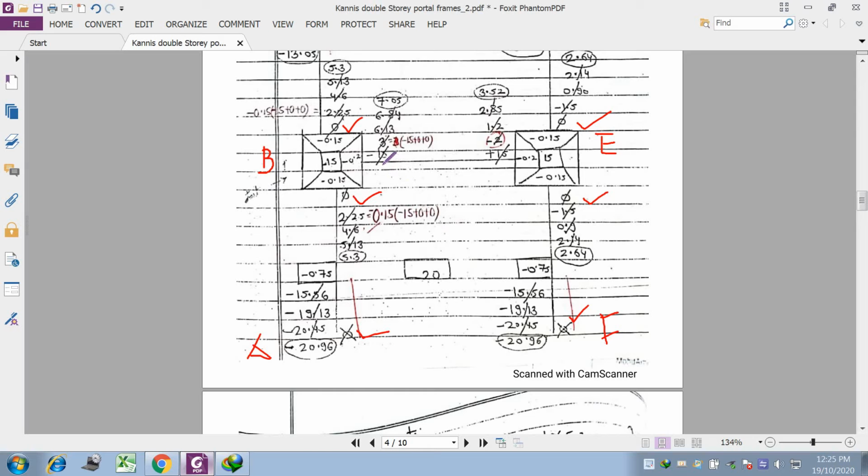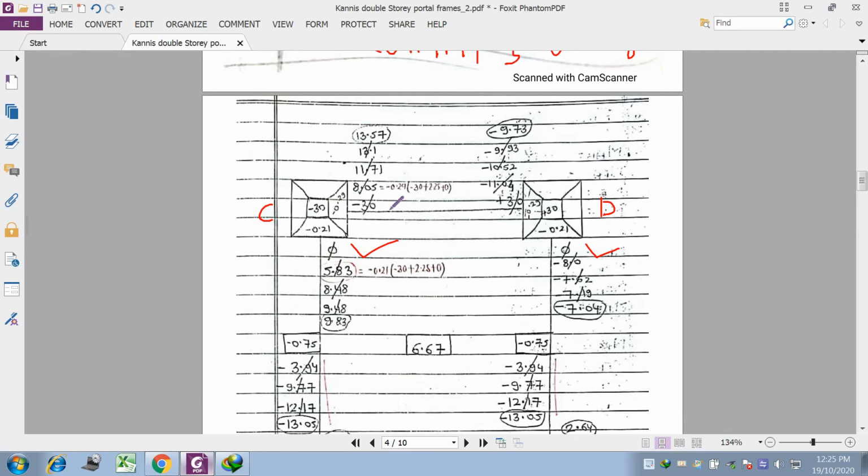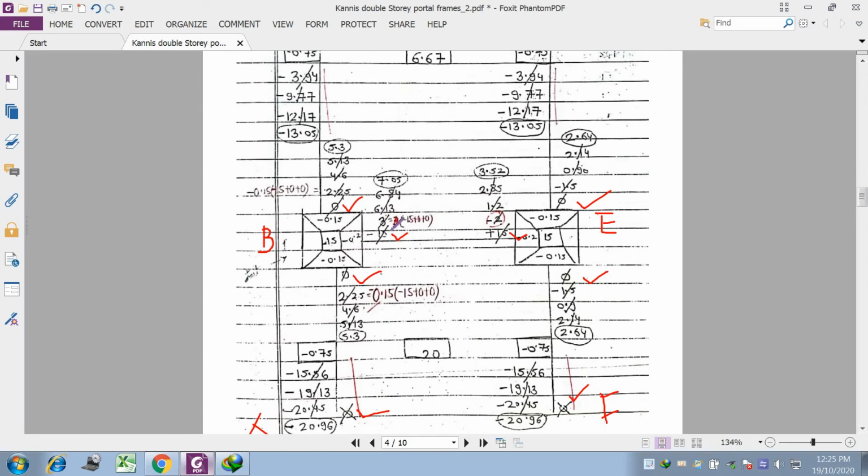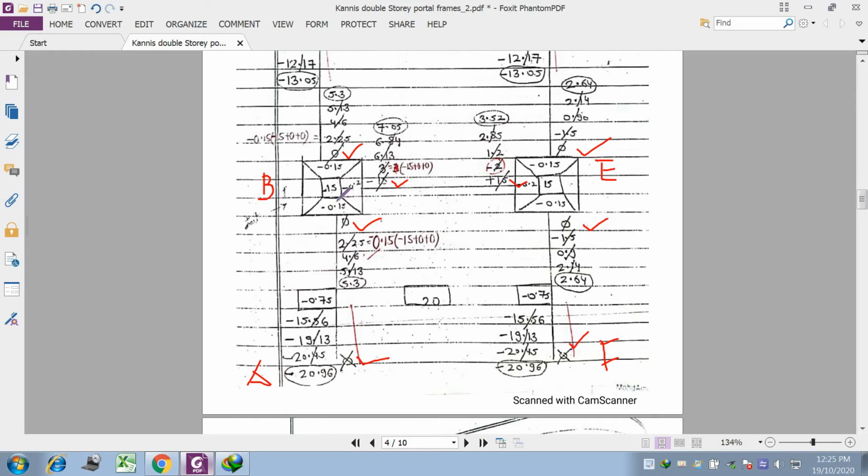Now the next step is to write the fixed end moment of the beam. We have already calculated the fixed end moment for BE and EB. So it was minus 15, then plus 15. Similarly for this case, minus 30, then plus 30. Once writing this, we have to sum the fixed end moments at the respective joint. So minus 15 plus 0, it will be minus 15.